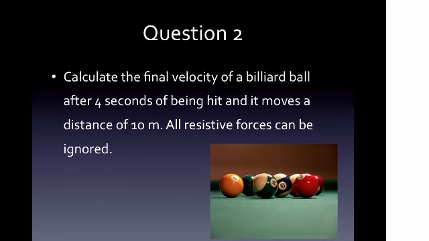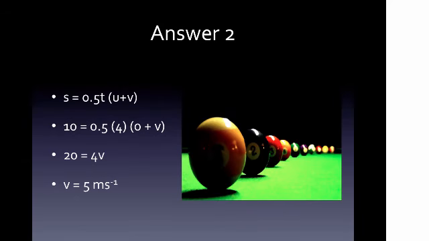Question 2. Calculate the final velocity of a billiard ball after 4 seconds of being hit, and it moves a distance of 10 meters. All resistive forces can be ignored. What this means is that no energy is lost or dissipated. So the variables that we were given were the time and the distance, and we have to find the velocity. So in here we can use s equals 0.5t(u plus v). Once again, u is 0 since the billiard ball was not moving initially, and as you can see, the velocity we compute is 5 meters per second.